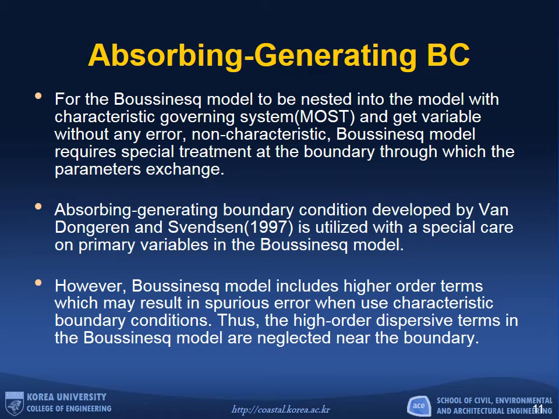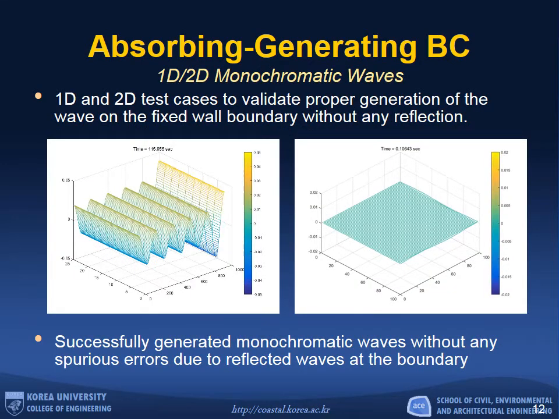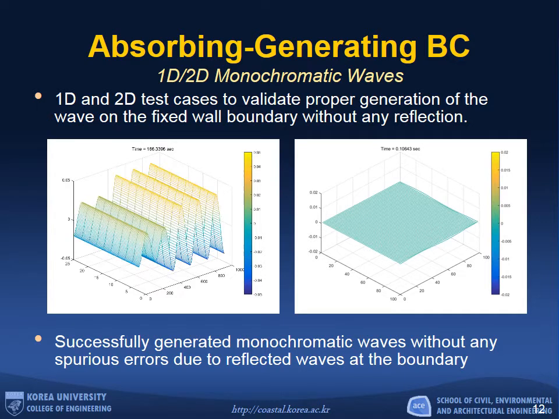the Boussinesq model. However, the Boussinesq model includes higher order terms which may result in spurious errors when characteristic boundary conditions are used. Therefore, the higher order dispersive terms in the Boussinesq model will be neglected near the boundary. So we're going to put something like a damping zone near the boundary. So we have modified the Boussinesq model to get the characteristic information at the boundary without any errors.